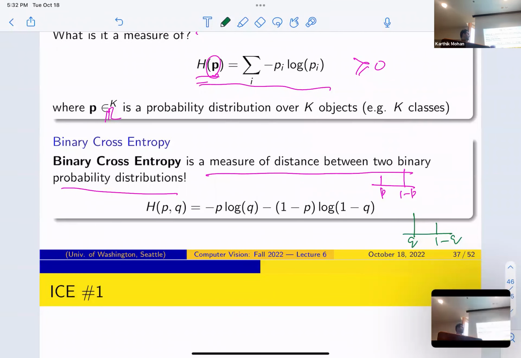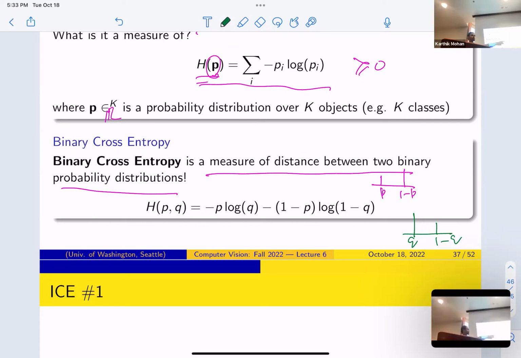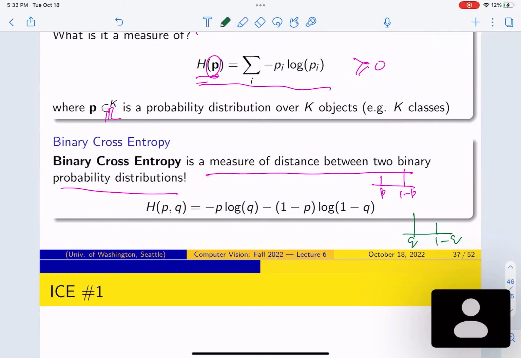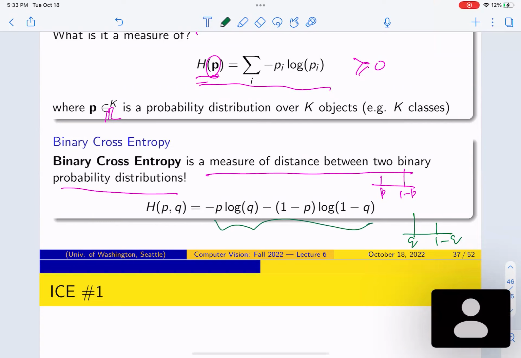So it's spam with probability P, not spam with probability 1 minus P, spam with probability Q, not spam with probability 1 minus Q. Okay. If it's a ground truth, P would usually be 1 or 0. This is spam or not. But your prediction Q is going to be 0.8, 0.2, probably. So this quantity is comparing this and this. Okay.